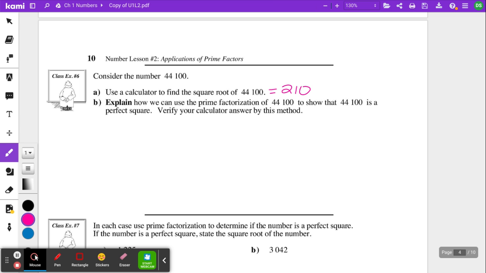So second function, put that x squared first, and then you put your 44,100. Right, good on it? Everyone knows where it is? Make sure you know how. Okay. All right, so we get 210.